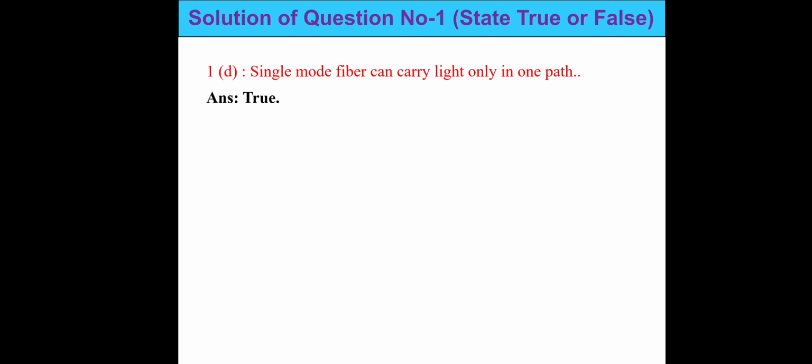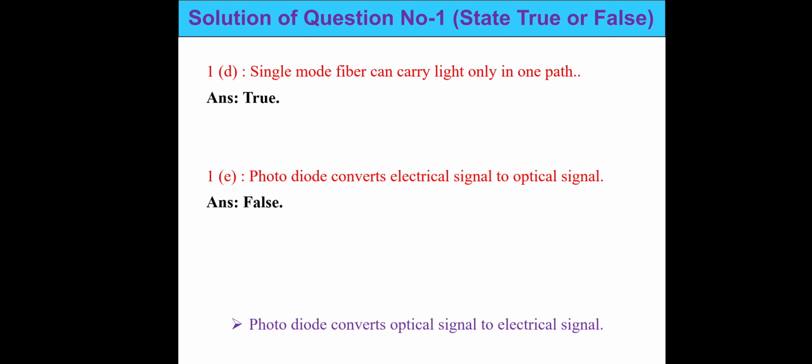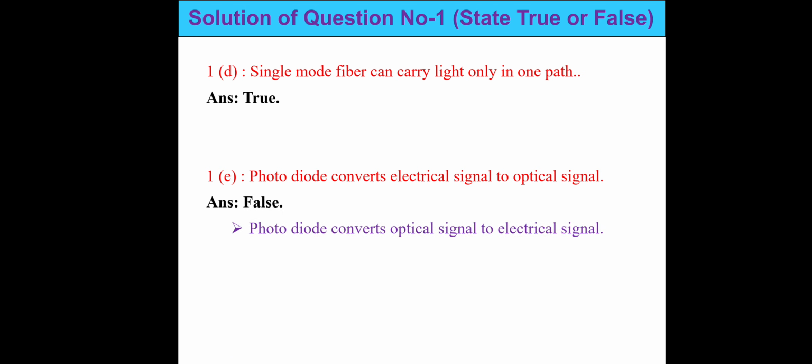So this statement is true because in single mode fiber the light beams are transmitted from source to destination by following one path. Photodiode converts electrical signal into optical signal. So this statement is false because photodiode converts optical signal to electrical signal. So this statement is false.